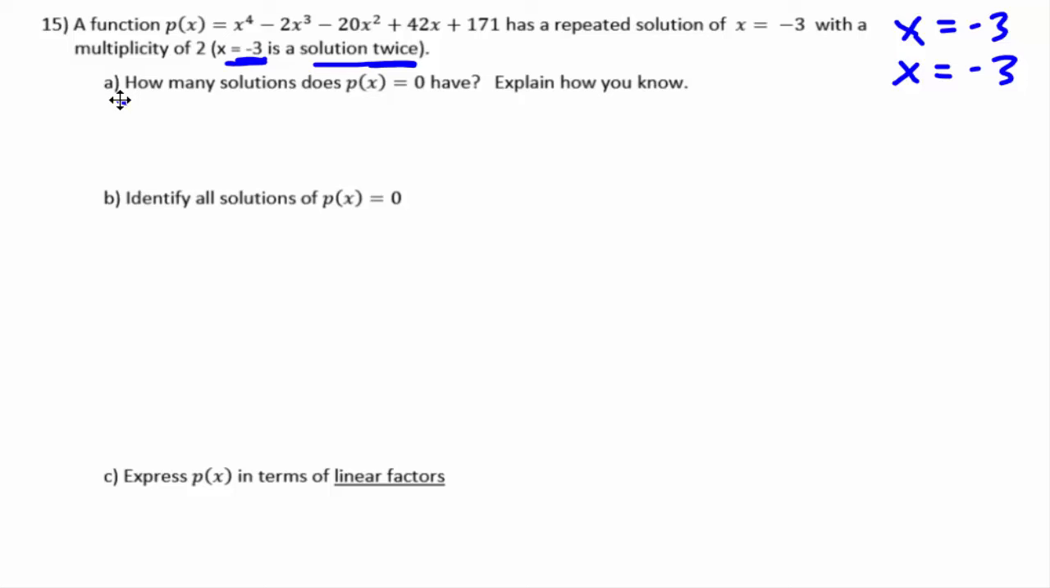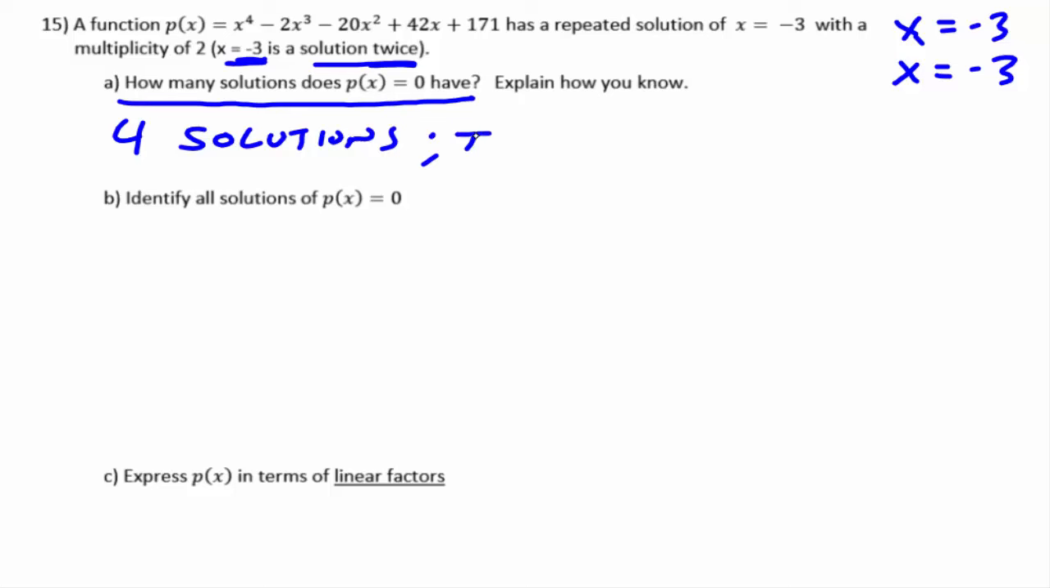How many solutions does p of x have? How do you know? Well, the number of solutions, remember, is equal to the degree of the function. So the degree is 4. The degree is 4, so there are 4 solutions. How do I know? Explain how you know. You would just put the degree of the function.